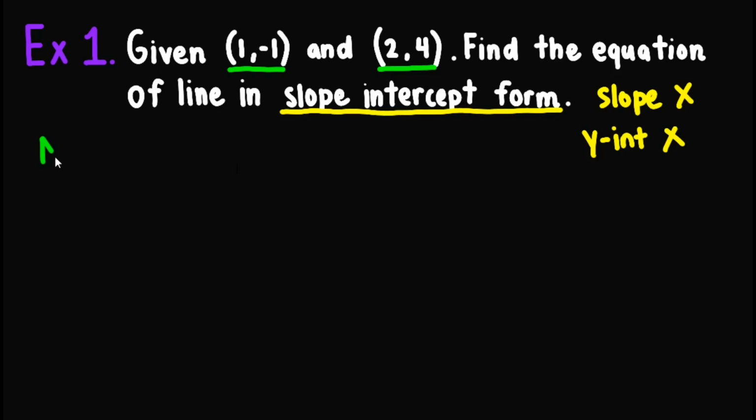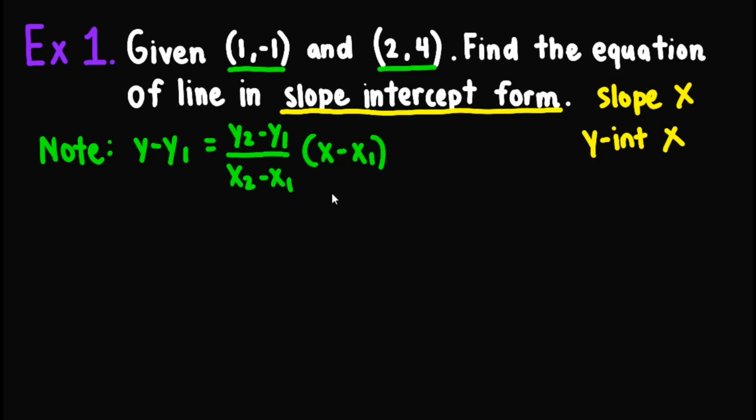So note from above, the 2-point form is given by y minus y sub 1 equals y sub 2 minus y sub 1 over x sub 2 minus x sub 1 times x minus x sub 1. To apply this formula, we first set what our x sub 1, x sub 2, y sub 1, and y sub 2 will be. So we can set this first point to be x sub 1, comma y sub 1, and the second point to be x sub 2, comma y sub 2.